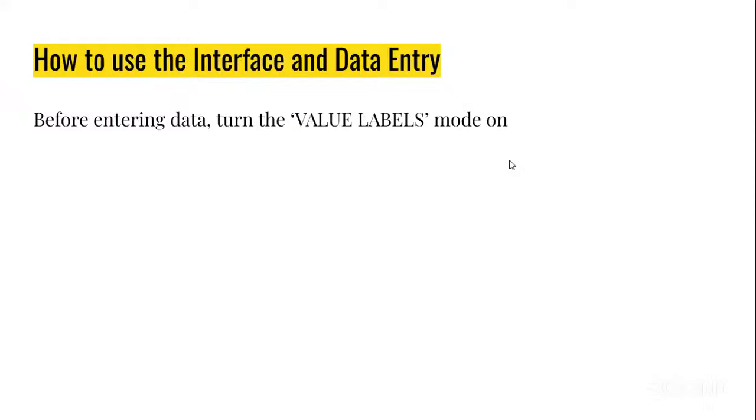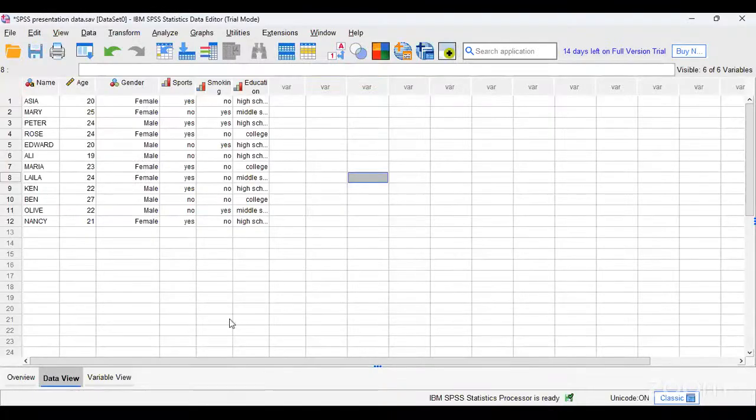Before we go further, I want you to see the real software so that we have a better understanding. Let me just show you. Okay, so here is the real software, and we can see that this is the data view, and these are the variables that have been added, for example, name, age, gender, sports, smoking, education. We can add any variable here, and then when we add the values, for example 1, 2, 3, it'll automatically add another variable to it.